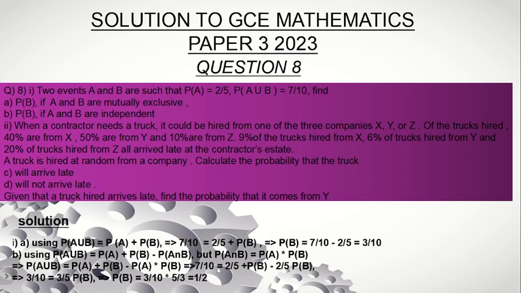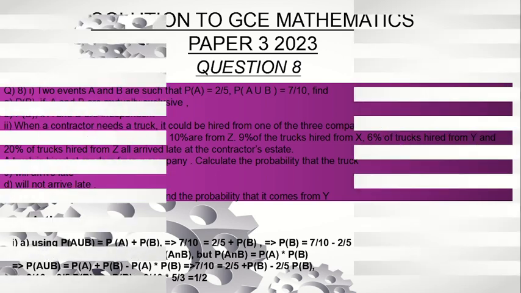So take note: in mutual exclusion, the probability of A union B equals the probability of A plus the probability of B. Surely there are some other assumptions, but that's what we need for this question. Also take note that the independence relation is when the probability of A intersection B equals the probability of A times the probability of B.